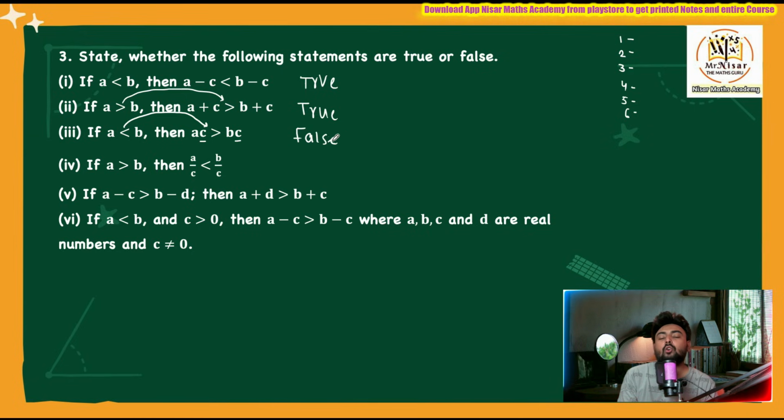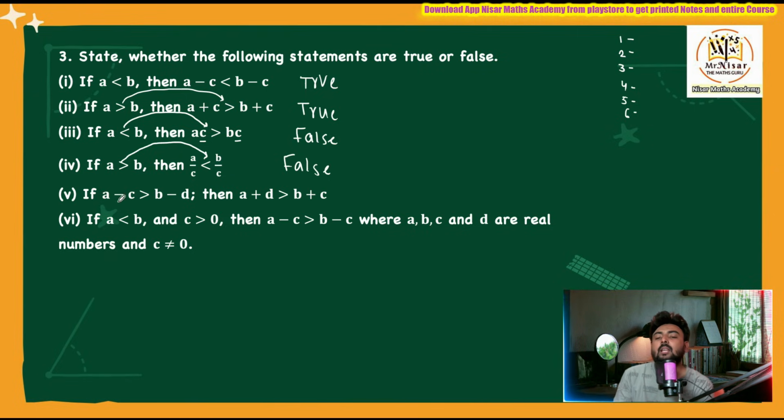Okay, the sign should not change when you multiply by positive numbers. Now A is greater than B, and on both the sides you are dividing by a positive number. When you divide or multiply by a positive number, the sign of inequality should not change. So here A was greater, now it becomes less, and here the sign is changed. That's why this is also false. Okay, we got 2 true and 2 false.